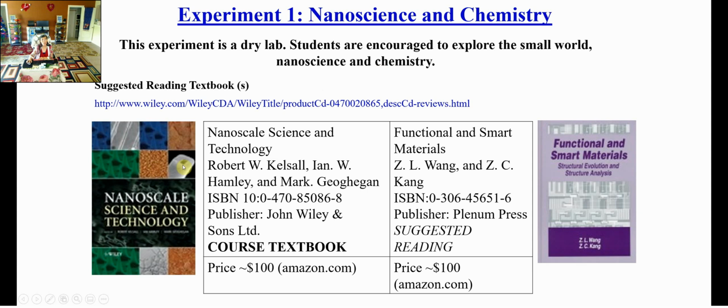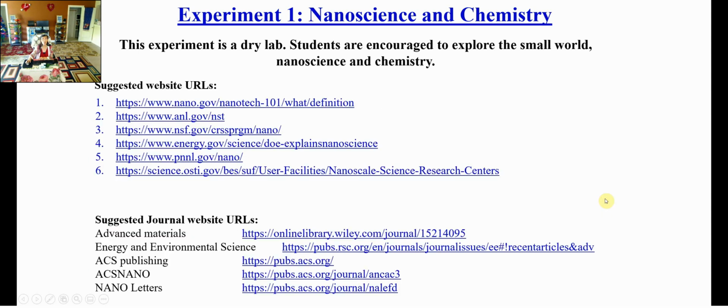There are 2 textbooks I'm recommending for you. The first one is called Nanoscale Science and Technology. This book is available from our bookstore, both electronically and physically. You can find the physical book and also the electronic book from our bookstore. The second one is called Functional and Smart Materials. This book, I believe I physically purchased a hard copy placed in the university, so you can use them.